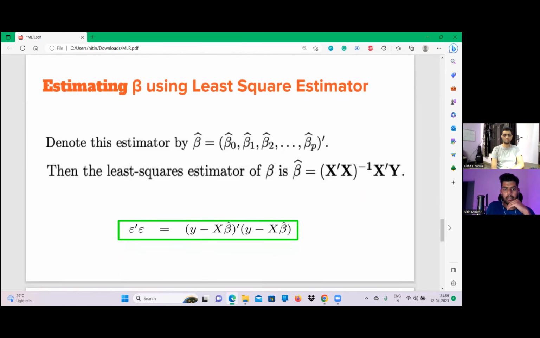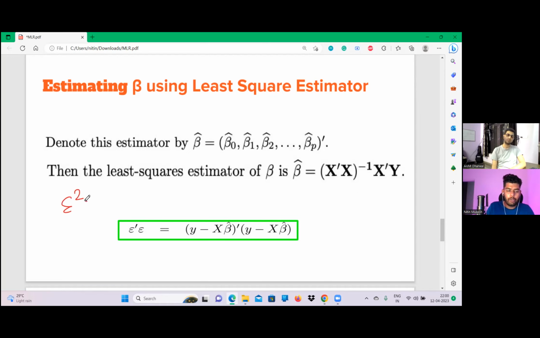So one may ask, how do we estimate the beta? In general, beta hat, if we represent it, is just the vector of the betas. So here we are talking about beta naught, beta 1, beta 2, and beta p. This quantity that I have written in the green box is y minus x beta hat. This y here is the vector, and we take y minus x beta hat transpose times y minus x beta hat.